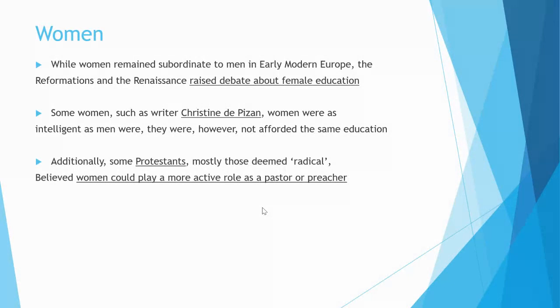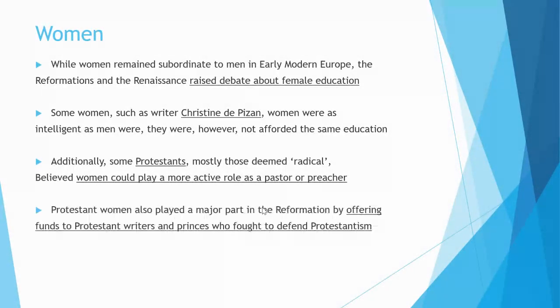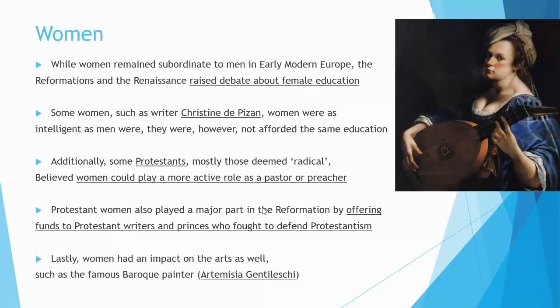Additionally, some Protestants, mostly those deemed radical, believed women could play a more active role as a pastor or preacher. Protestant women also played a major part in the Reformation by offering funds to Protestant writers and princes who fought to defend Protestantism. And lastly, women had an impact on the arts. Again, remember, if we go back to Castiglione's Book of the Courtier, a true Renaissance woman would inspire or patronize art, but never create it themselves. But there are exceptions to this that we've talked about.